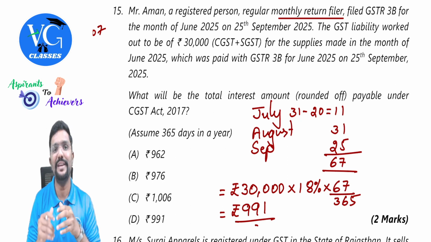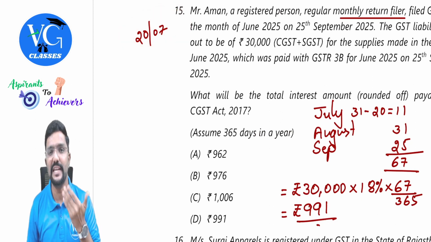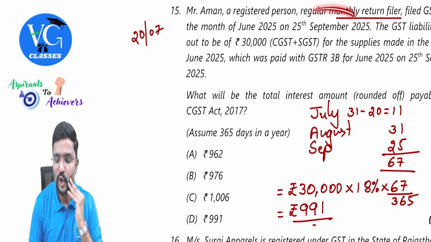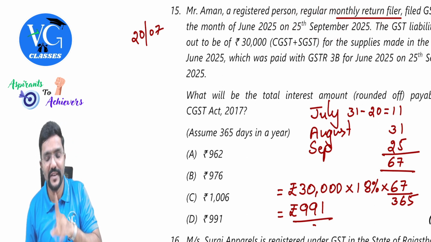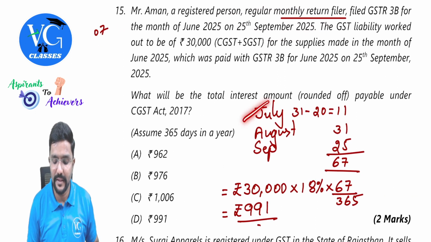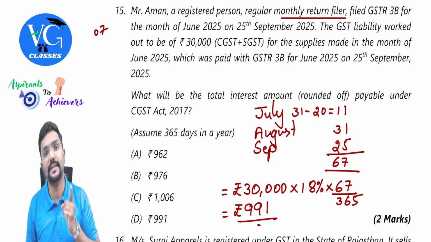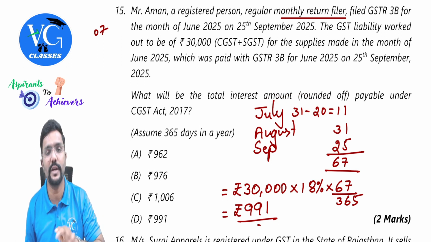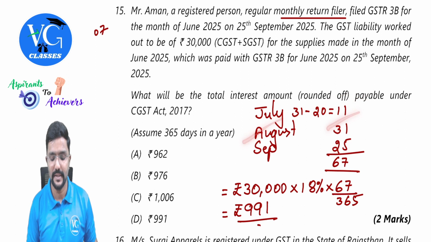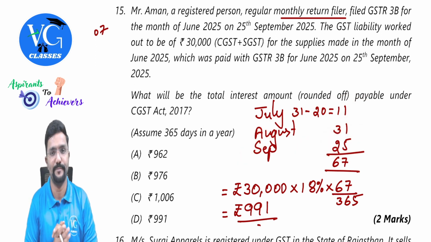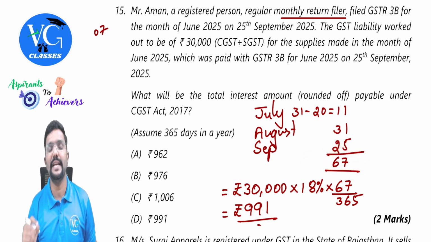First, we need to calculate how many days of delay is there. So he was supposed to pay for June on or before 20th July by filing GSTR 3B. But he has paid it on 25th September. So interest will start from 21st July. In July, there are total 31 days minus 20 I am doing. Sir, should it be minus 20 or minus 19? Minus 20, guys. Because even if they pay on 20th July also, no interest. So 11 days in July, August 31 days, September 25 days, including 25th. So should we count 25th also? Yes. So totally there are 67 days of delay.